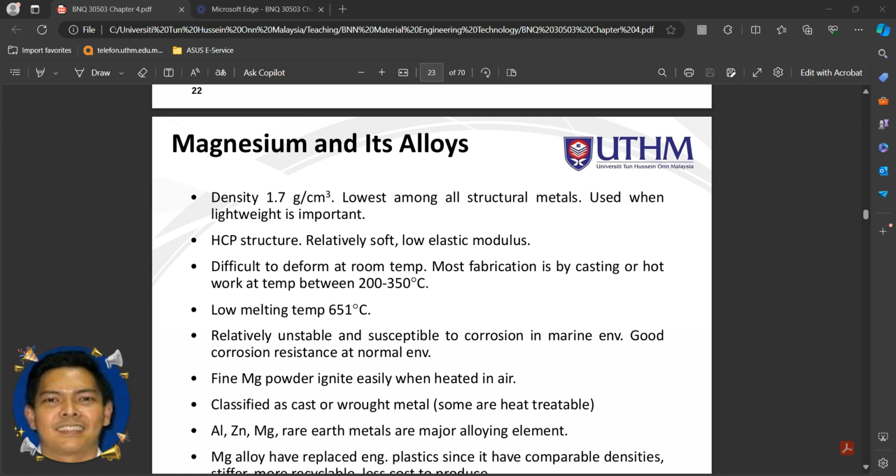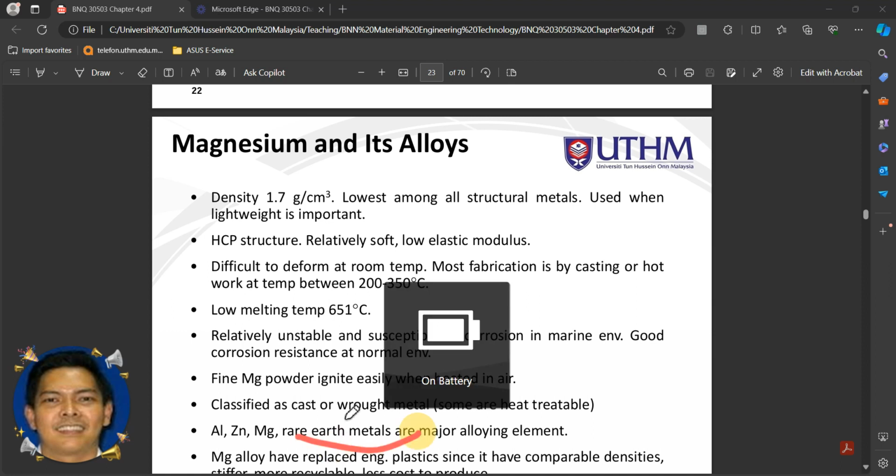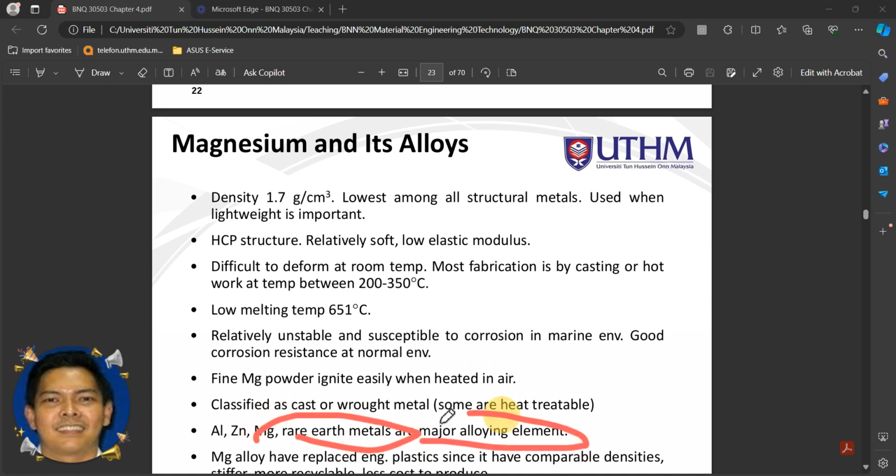Okay, some are heat treatable. Aluminium, zinc, and rare earth metals are the major alloying elements for magnesium. Magnesium alloys have replaced engineering plastic since they have comparable density, are stiffer, more recyclable, and low cost to produce.